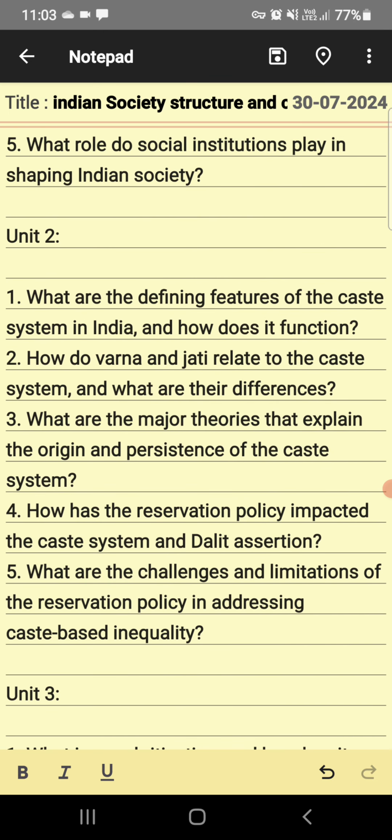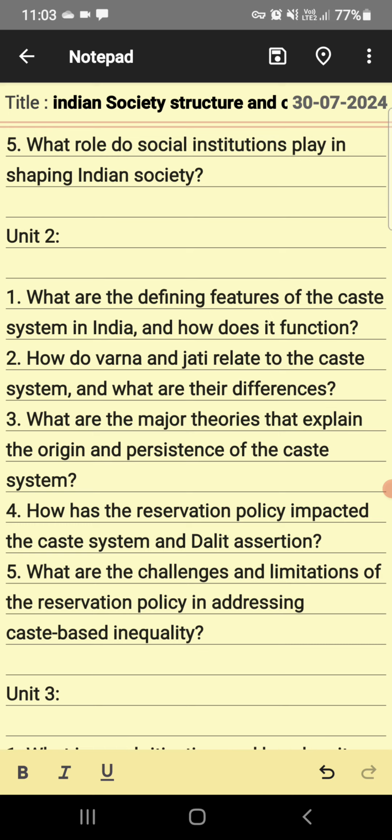Important questions from unit 2 include: question number 1: what are the defining features of the caste system in India and how does it function? How do Varna and Jati relate to the caste system and what are their differences? Question number 3: what are the major theories that explain the origin and persistence of the caste system?